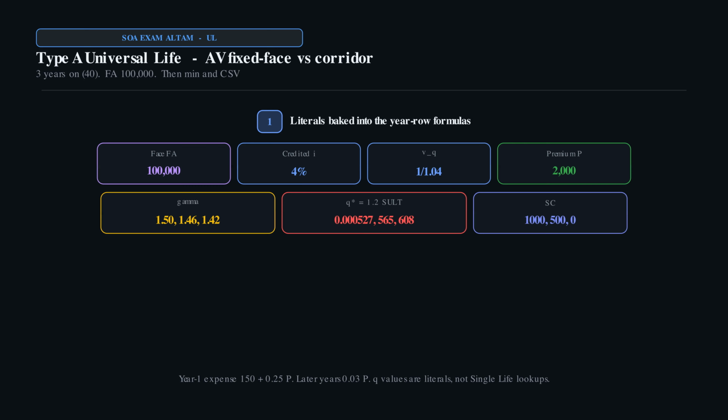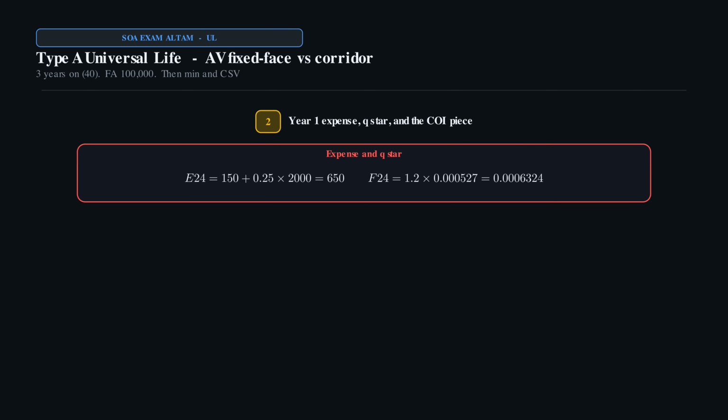Premium 2,000. Corridor factors 1.50, 1.46, 1.42. Mortality is 120% of SULT Q40, Q41, Q42. Surrender charges 1,500, then 0. Year 1 expense is 150 plus 25% of premium, 650.